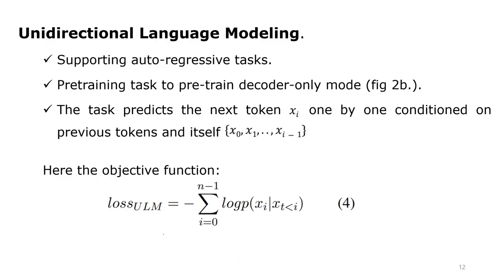In the case of unidirectional language modeling, it supports autoregressive tasks, so pre-training is encoder only. It predicts the next token conditioned on the previous tokens. The loss function is computed in this way: we compute the negative log of x_i conditioned on the previous tokens of this sequence.